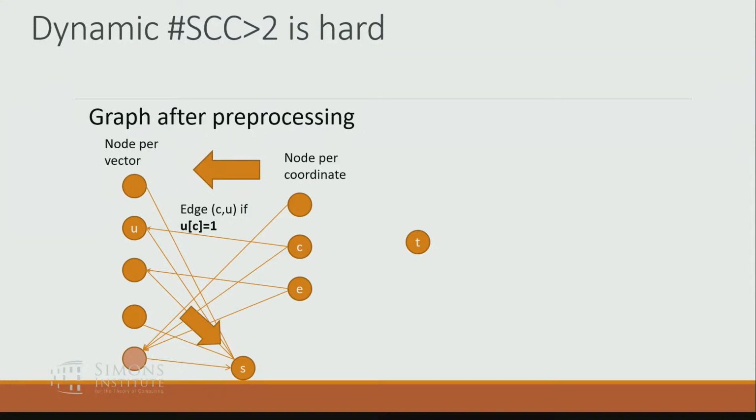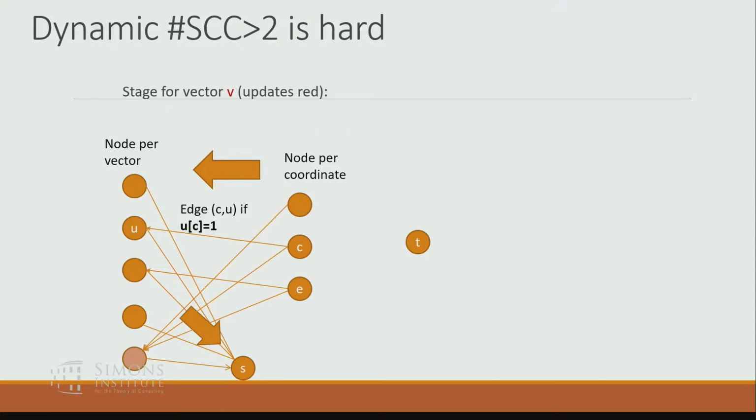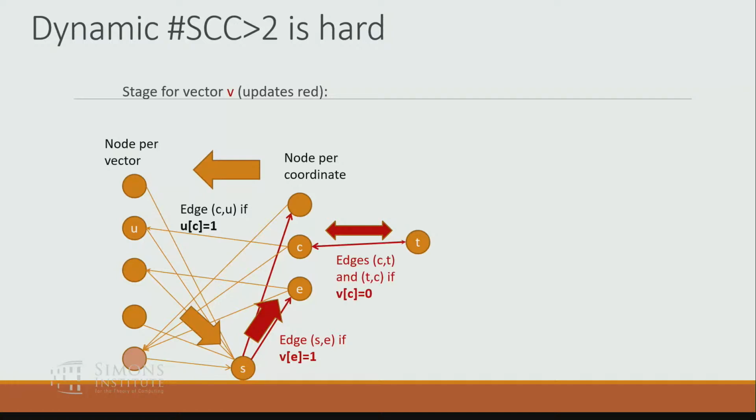Okay, you throw this graph into your data structure, it does some pre-processing, and now you start a stage for every vector. We start a stage for vector v, and the updates will be in red. First, we're going to add some edges from s to the coordinates. These edges encode the vector. They say, what coordinate is the vector 1 in? You put these edges, just like in the previous reduction. And over here, you add bidirected edges. These bidirected edges are for the coordinates that the vector is 0 in. And that's all the edges that you add. You add exactly d or 2d, at most 2d edges in here.